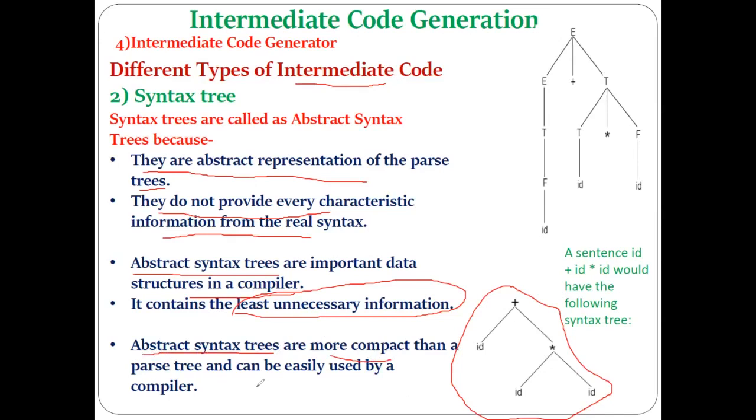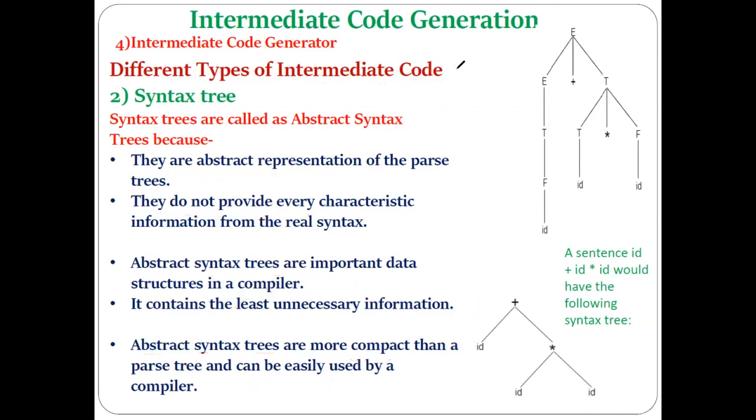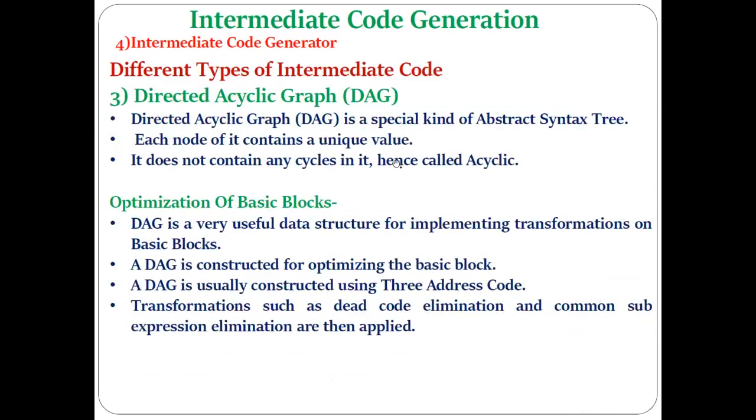Okay, and that is the reason it can be easily used by the compiler for the intermediate code generation. Okay, so that is all about the syntax tree. That is the second type of intermediate code. Okay, now third, which is also utilized for the generation of intermediate code, that is the DAG. DAG stands here for directed acyclic graph.